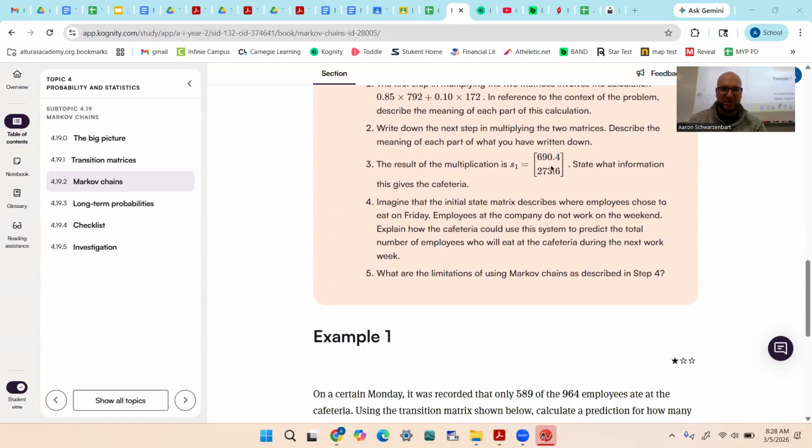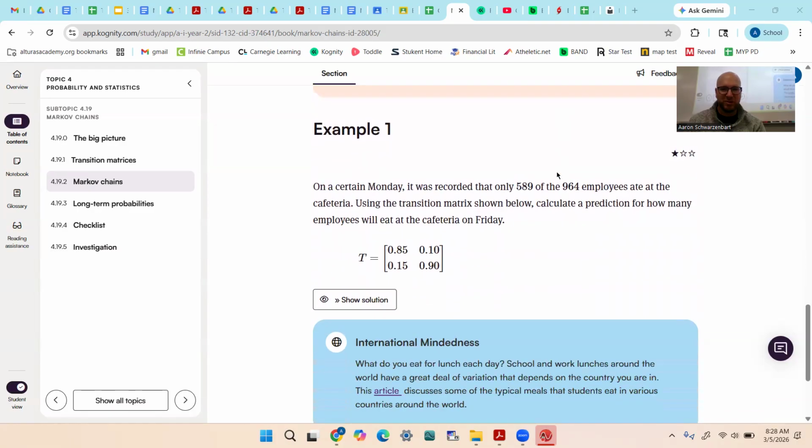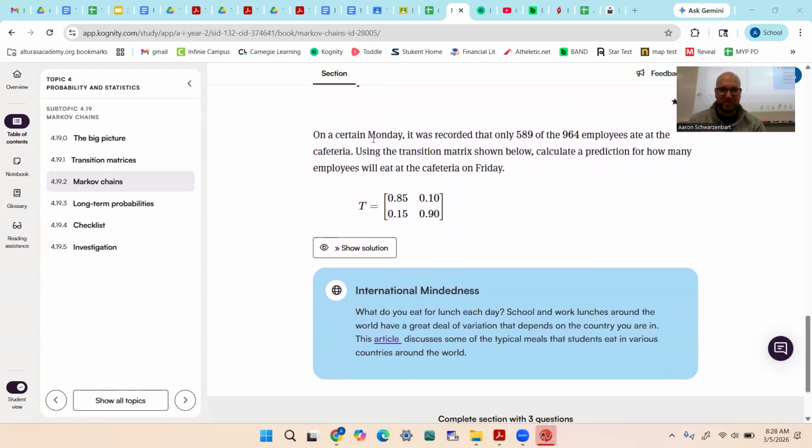So the results were this. What does that mean? We now have 690 eating at the cafeteria and 274 not on day 2, or tomorrow. So on a certain Monday, it was recorded that 589 ate at the cafeteria. Use the transition to calculate how many employees will eat at the cafeteria on Friday. So how many transitions are we having till Friday?